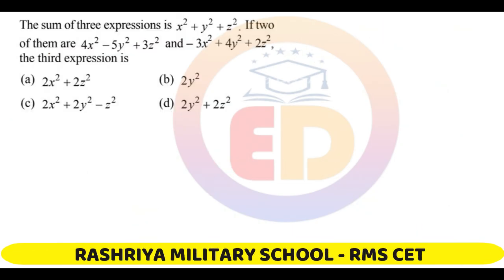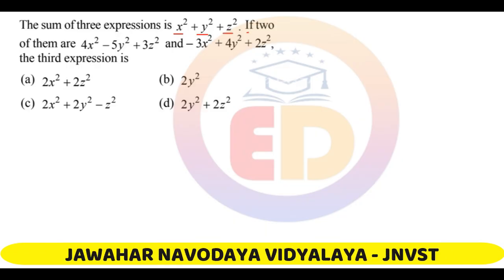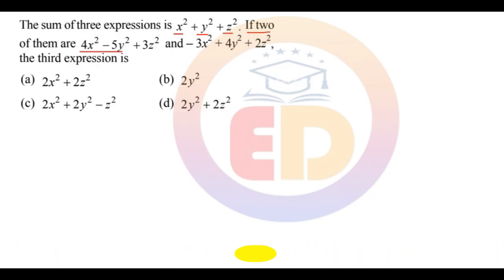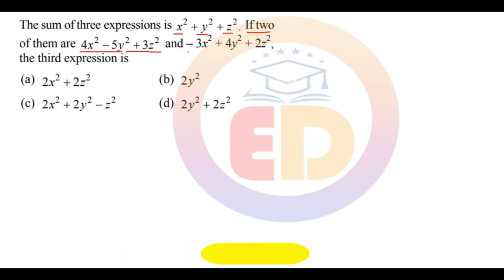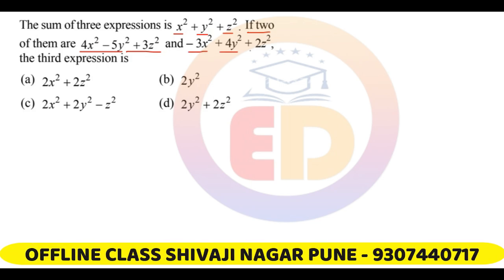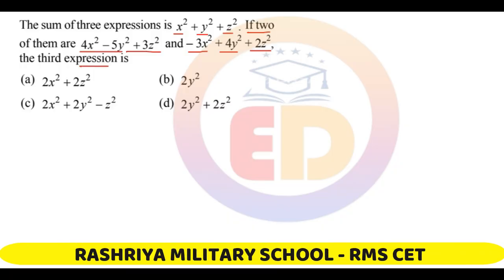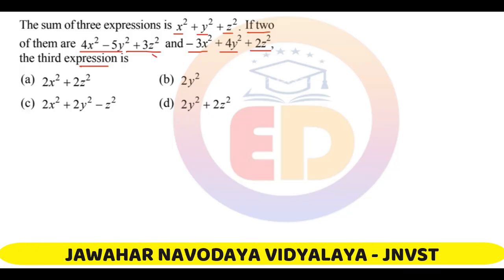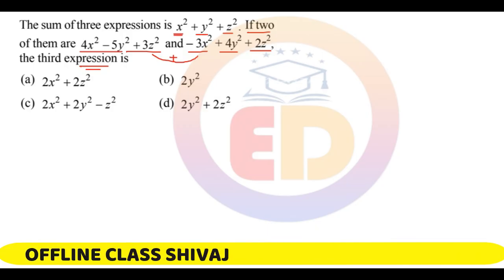The sum of three expressions is x square plus y square plus z square. If two of them are 4x square minus 5y square plus 3z square and minus 3x square plus 4y square plus 2z square, then what is the third expression? For finding the answer, we first add these two expressions, and to get the value of the third expression, we subtract the sum of these two expressions from the final answer, x square plus y square plus z square.